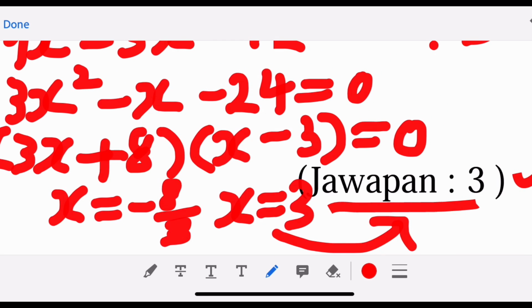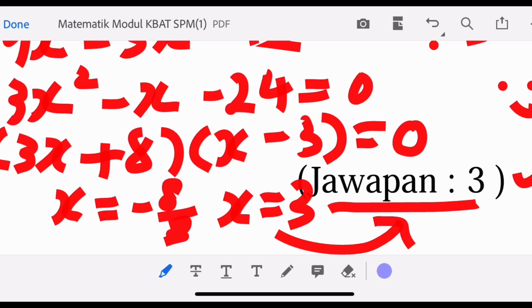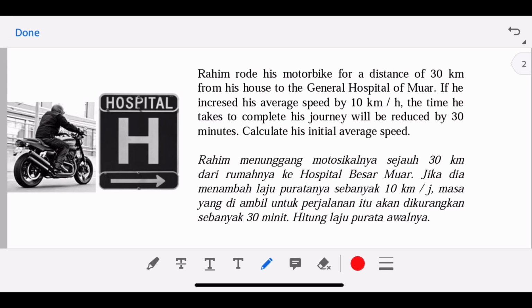Why you cannot give me the negative answer is because for the length, if you take x as negative 8 over 3, it is not logical. We don't have negative length. How can you have a negative length for the rectangle? So as a HOT question, when you find the value of x, you must apply it to the length. Alright, now let's start with another question.